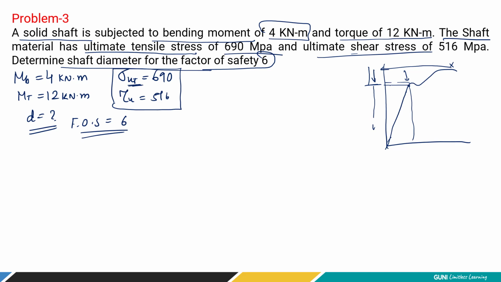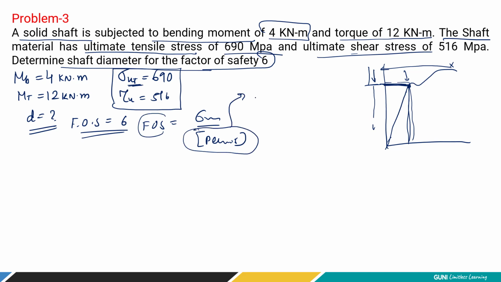So in designing, we are trying to have a limit value of only at this point, that is yield stress, right? So here factor of safety is FOS. Very simple. Factor of safety is ultimate stress divided by permissible stress, right? So we have to find out the permissible stress and use that in the equation.